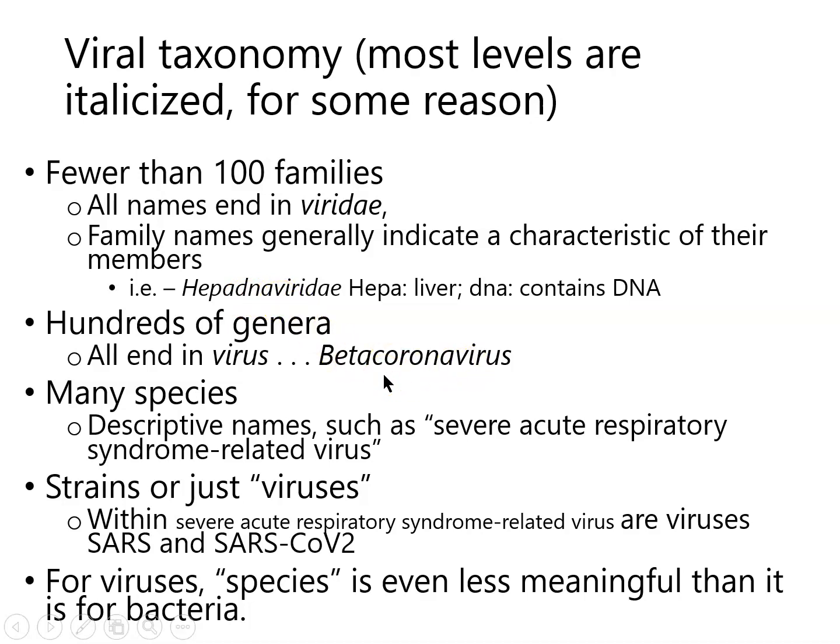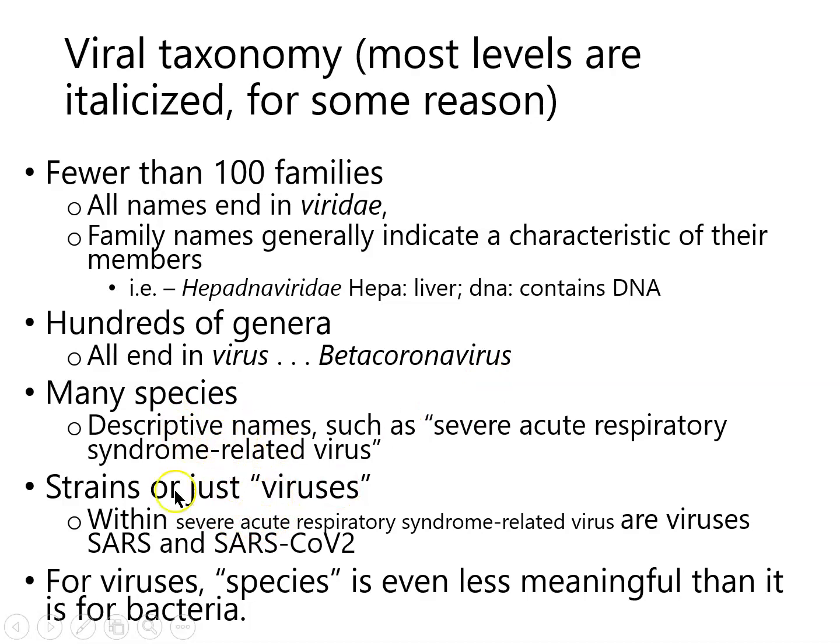Coronaviruses look like crowns under the electron microscope. And then within that genus, there would be species, and these would not be italicized. And the species for SARS-CoV-2 is severe acute respiratory syndrome related virus. So it's a descriptive name that tells you the description of the virus. Another species name, I think, is bacillus infecting virus, for a bacteriophage that infects bacillus.